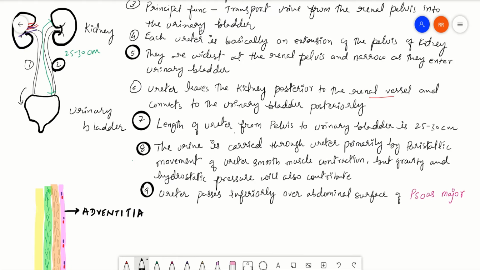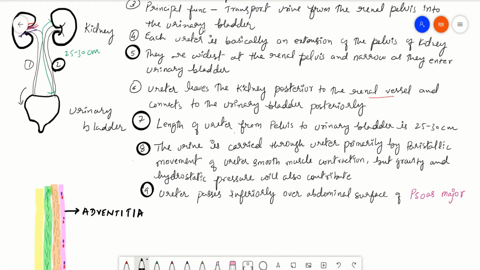So this ureter will pass inferiorly over the abdominal surface of psoas major, which will be present in the pelvic region of the lower portion of the body. Okay, so I strongly recommend that you see some of the images on Google about this structure.